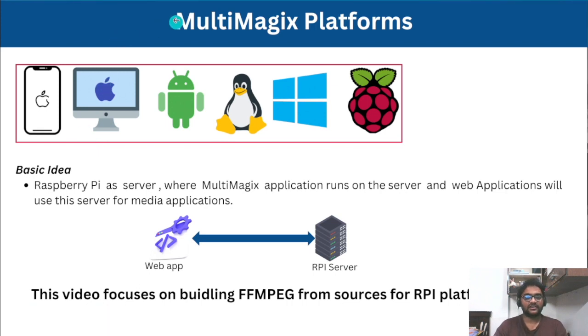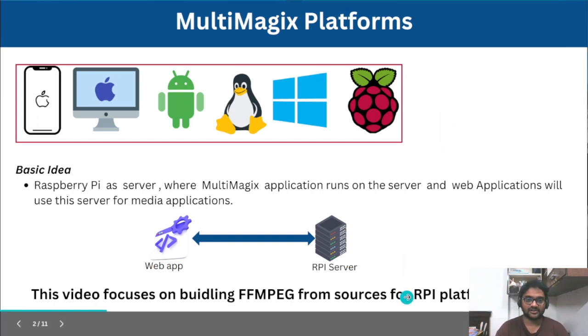Yeah, so far, as everybody knows, the Multimagics platform we are supporting for multiple platforms. So we are there on iOS, we are there on Mac, we are there on Android, we are there on Linux, we are on Windows. So on Raspberry Pi we are not there yet. So as a part of taking our baby steps into this particular product, first we want to ensure we build FFmpeg from sources for this particular platform.